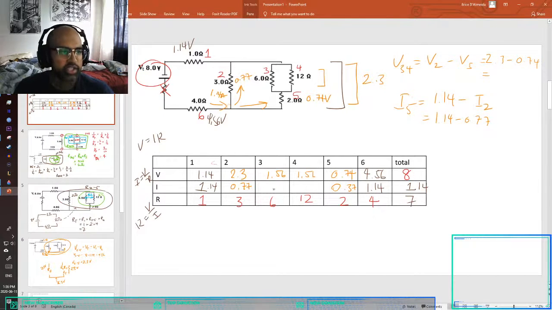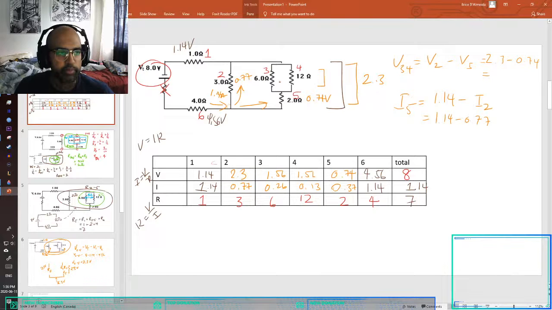Almost done. Let's just calculate their currents. The current is equal to voltage divided by resistance. So 1.56 divided by 6 equals, I'm getting 0.26 here. And on the other one, 1.56 divided by 12 this time. I'm getting 0.13. Okay, I think we're done.